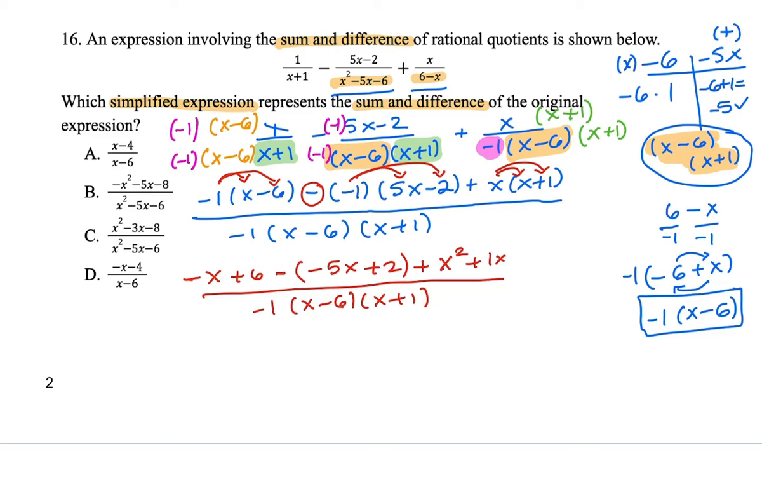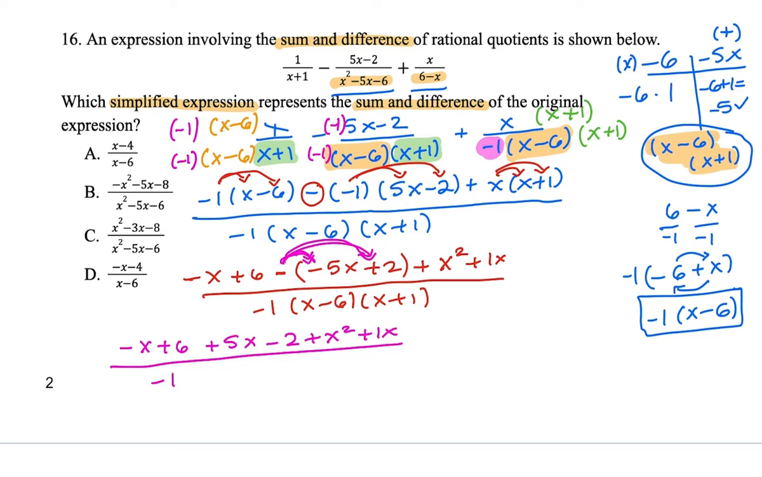Okay, so my next additional thing is going to be to multiply this negative inside because I still haven't gotten rid of all of my parentheses. So that'll be negative x plus 6. A negative times a negative is going to be a positive 5x, and a negative times a positive is going to be a negative 2, plus x squared plus 1x. All of this still continuing to be divided by a negative 1, x minus 6, and an x plus 1.